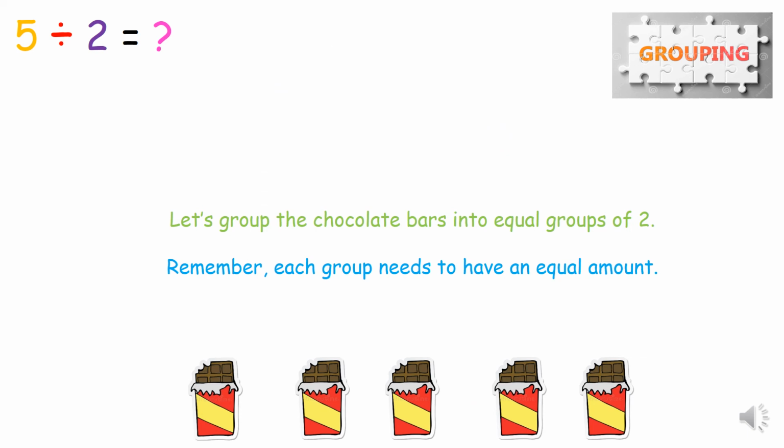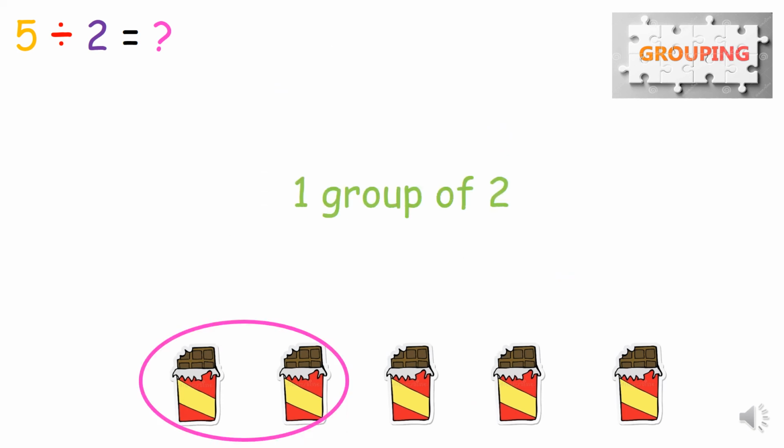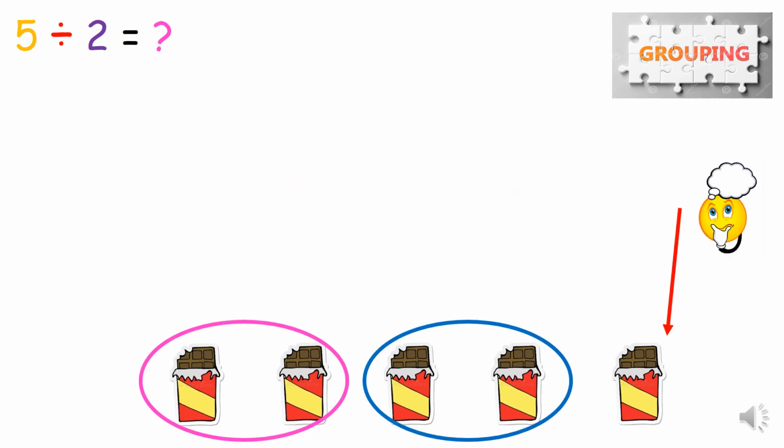Let's try this time by grouping. So the same thing has happened again. We've got 2 equal groups of 2 and 1 left over. This is called a remainder. So again, we couldn't group the chocolate bars into equal groups of 2 using the odd number 5.